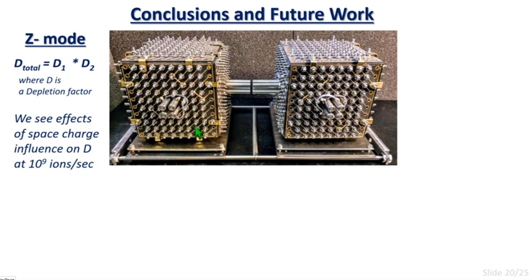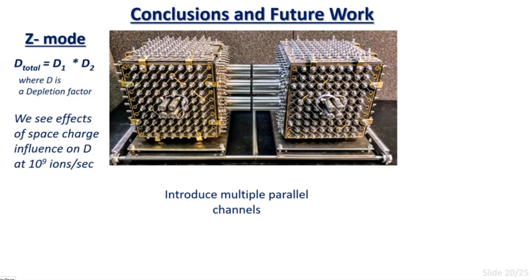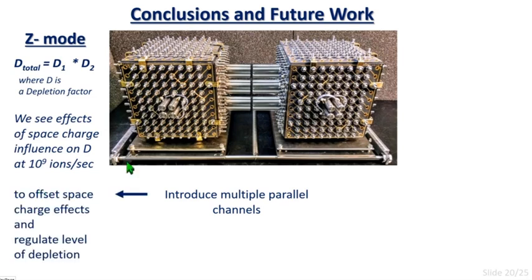But we have several ideas how to overcome that and go even higher in the number of charges we can handle. One possibility is to introduce multiple parallel channels between 2 devices. That should allow us to offset the space charge effects. If we provide more outputs from the first device, we will reduce the number of ions at a given time in the first device proportionally to the number of parallel channels we introduce.